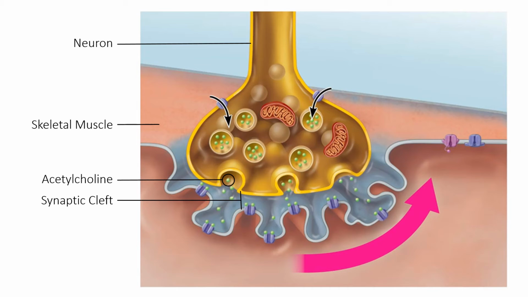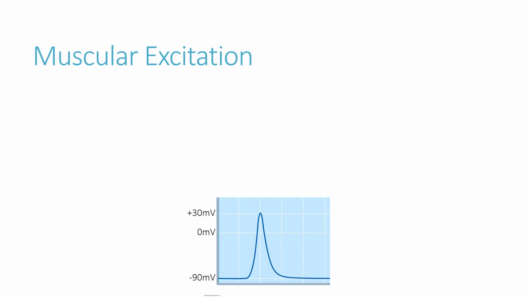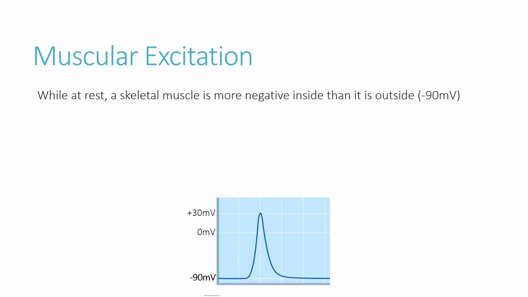It pushes acetylcholine out of the neuron into the synapse, where it diffuses across this space and binds to an acetylcholine receptor. That binding of acetylcholine to its receptor opens a sodium channel and allows sodium, with its positive electrical charge, to leak into the muscle cell. This is called muscular excitation.